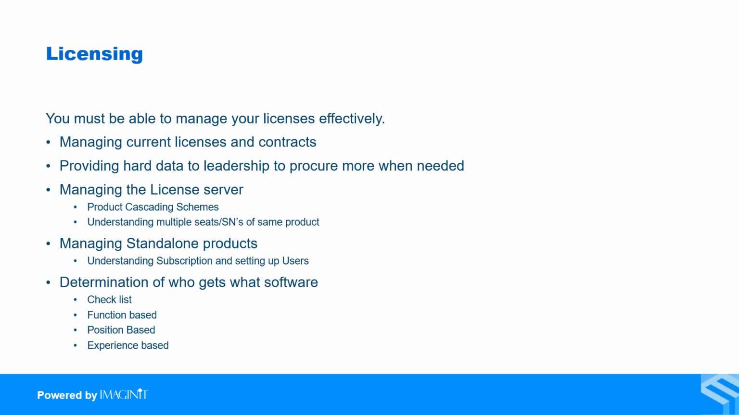And then you should always have a determination of who gets what software. Make a checklist. Think about, are the software packages I'm handing to people based on the function that they do within the company? Are they based on their position? Or are they based on the experience that they have?